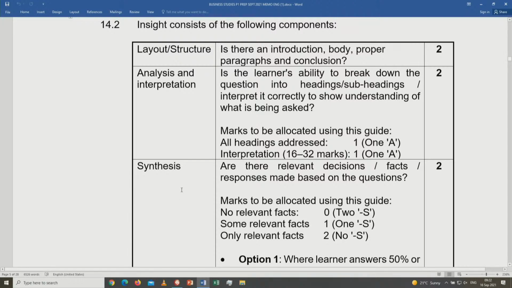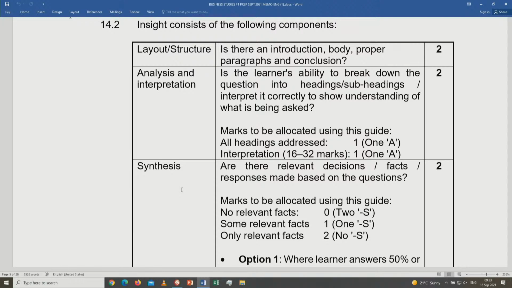And then analysis and interpretation. This is the learner's ability to break the question into headings and interpret it correctly to show understanding of what is being asked. It's 2 marks also. How do you allocate the 2 marks? The first 1 mark is if the learner has addressed all the headings. Headings we are referring to in an essay, you've got 4 bullets.